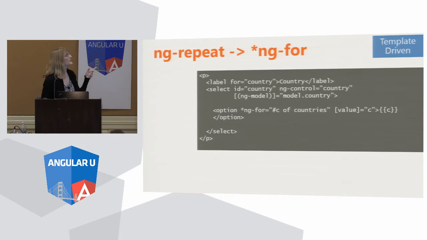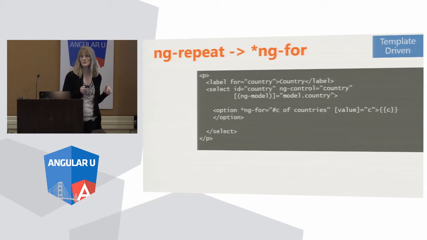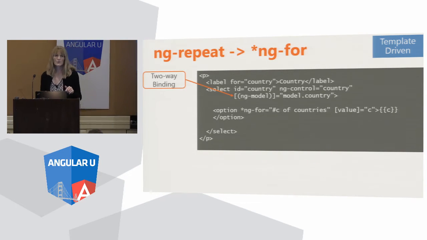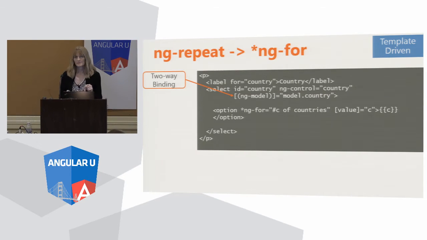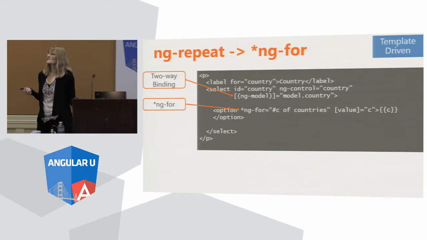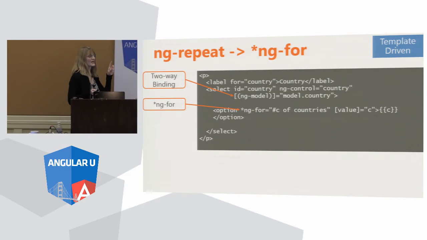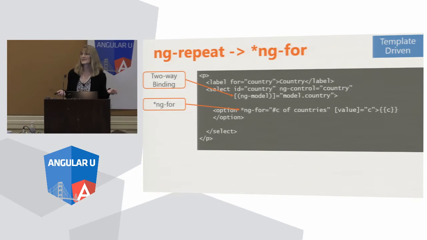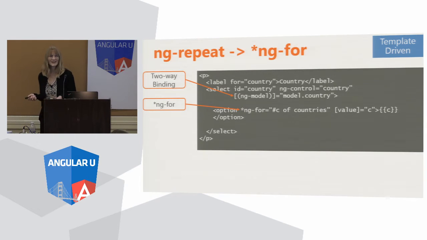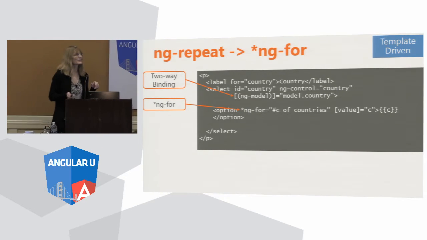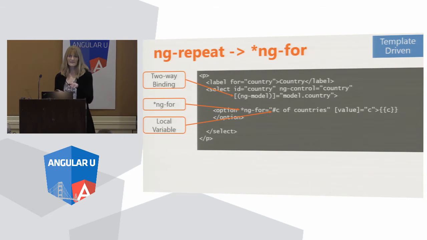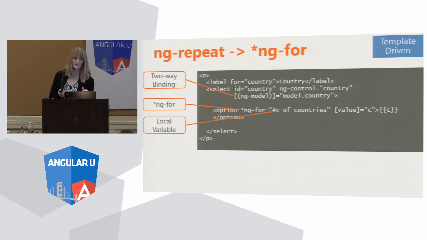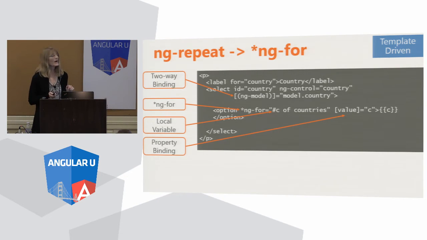All right, we saw yesterday that ng-repeat is being replaced with ngFor. So there we have our two-way binding again, where we're binding to the model.country. Okay, and there's our star ngFor. When the team first came up with this syntax, they used a bang symbol, and everybody was reading it as not ngFor. So luckily they changed it to a star, but if you look at really old examples, you might see the bang syntax there. And that hash c, of course, is our local variable, and we've got our property binding.